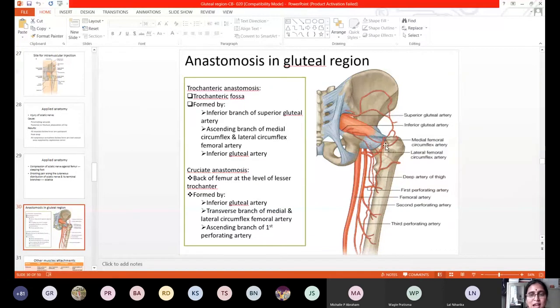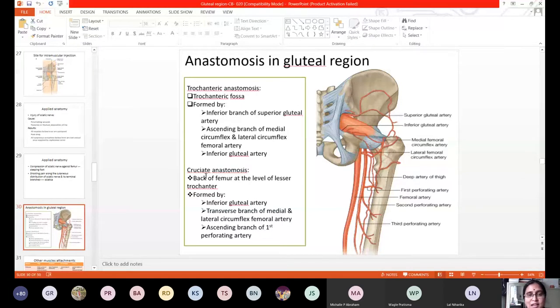All these branches anastomose with each other and form a collateral anastomosis on the trochanteric fossa. That's why it is given the name trochanteric anastomosis. Whenever there is a blockage of the femoral artery or profunda femoris artery, then to supply the nutrient supply to the gluteal region and to the front of thigh and back of thigh, this collateral anastomosis becomes active. Otherwise, normally the femoral artery and profunda femoris supply the nutrient supply to the thigh.